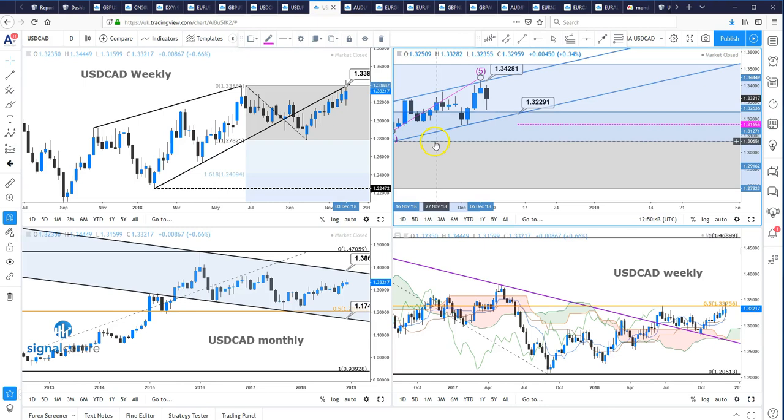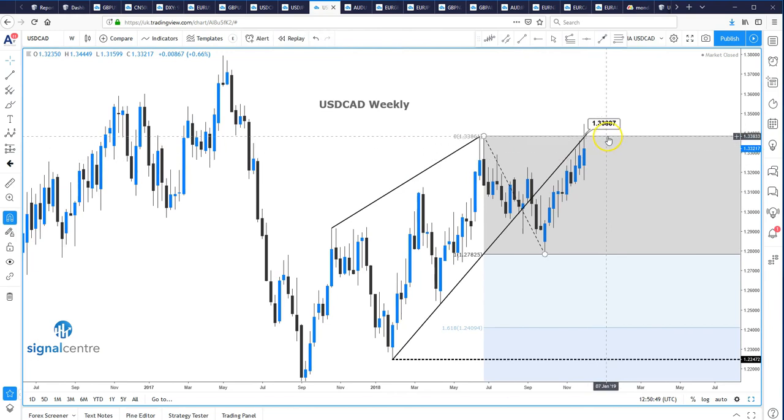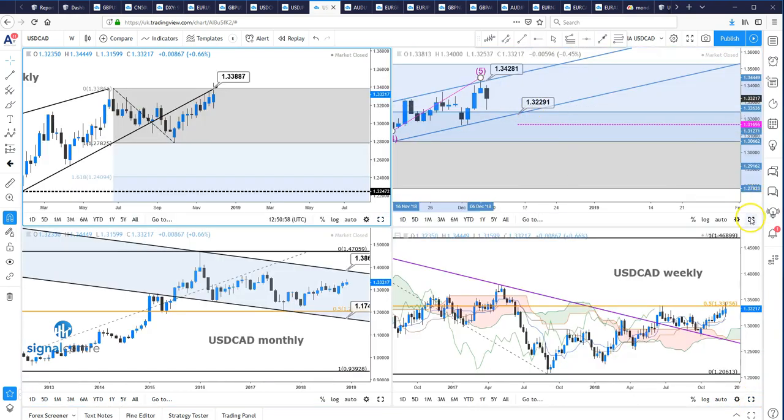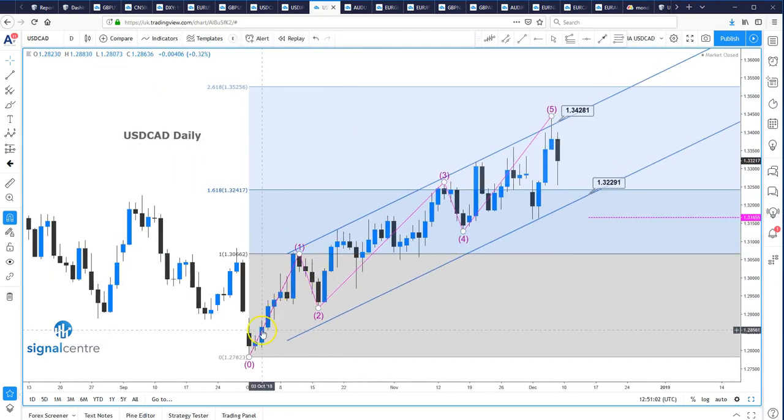If we go to dollar CAD, reverse trendline resistance, even though we poked through, it has held 133.88. We've closed below it. If we go to this time frame, we can see a 5-wave pattern to the upside. So 1, 2, 3, 4, 5. Again, I think we're going to see mixed and volatile price action.